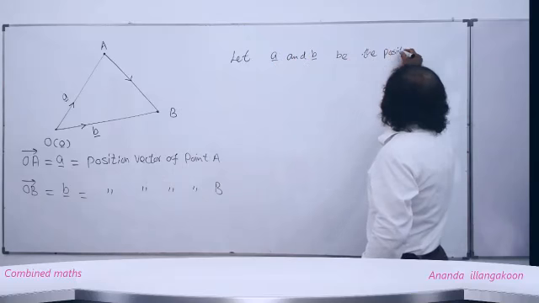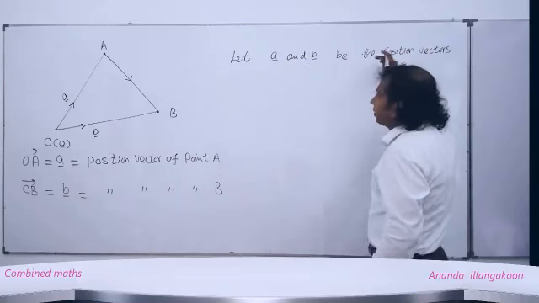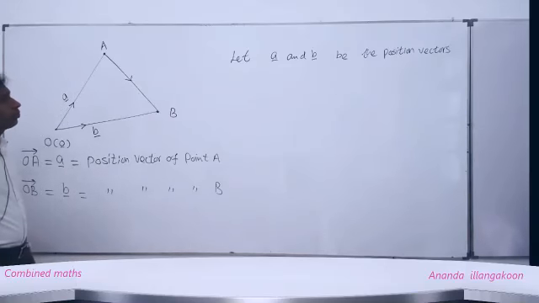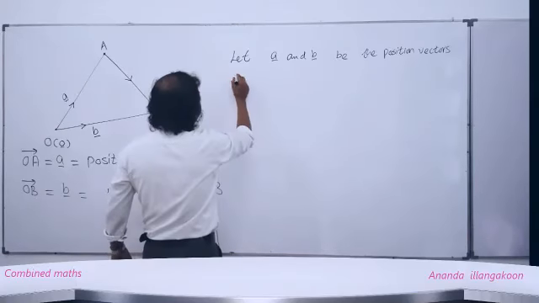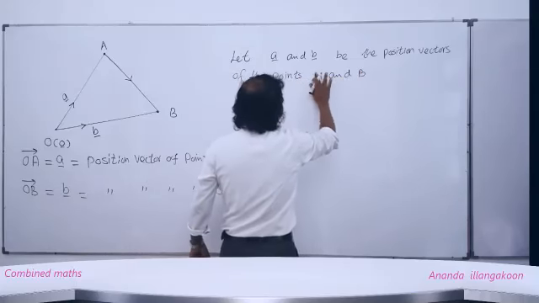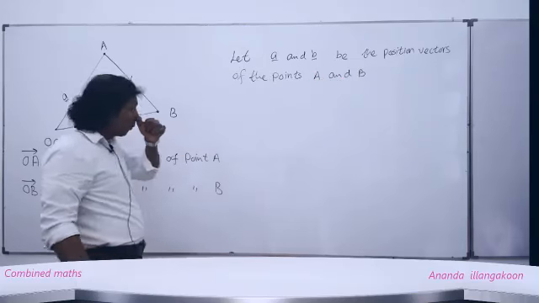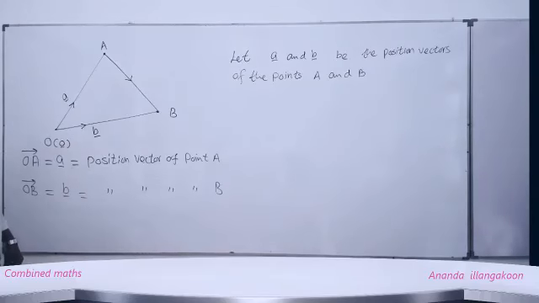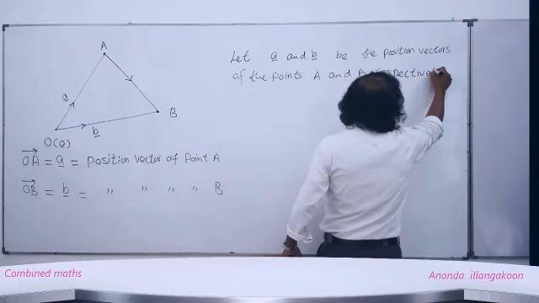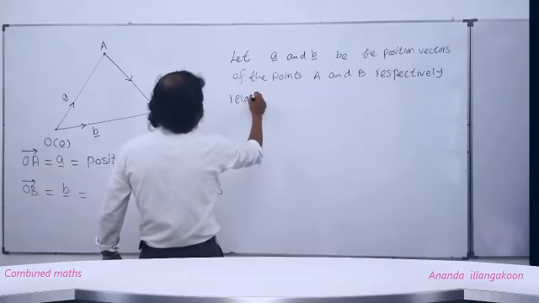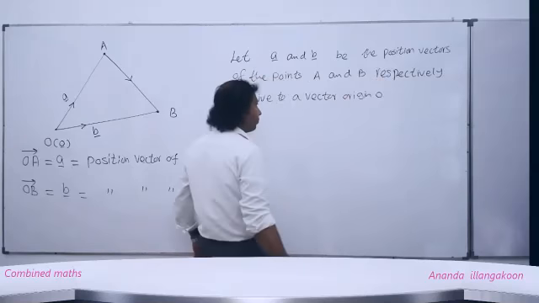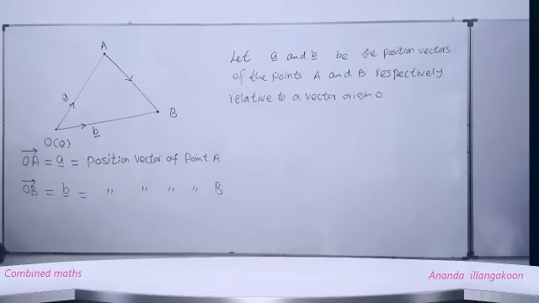the position vectors of the points capital A and capital B respectively, relative to a vector origin O. Right, people. Now draw this diagram.